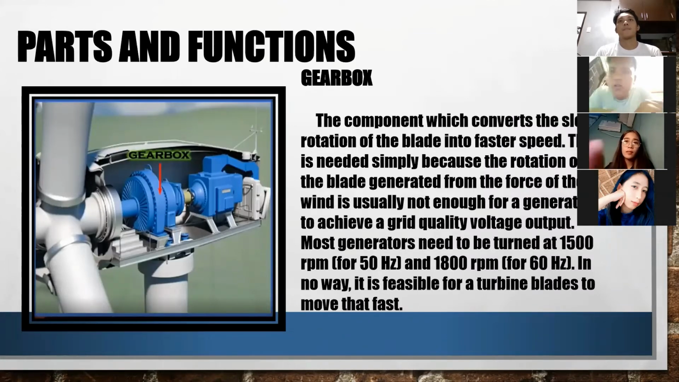Gearbox. Gearbox, the component which converts the slow rotation of the blade into faster speed. This is needed simply because the rotation of the blade generated from the force of the wind is usually not enough for a generator to achieve a great quality voltage output. Most generators need to be turned at 15 RPM and 18 RPM. In no way, it is feasible for turbine blades to move that fast.